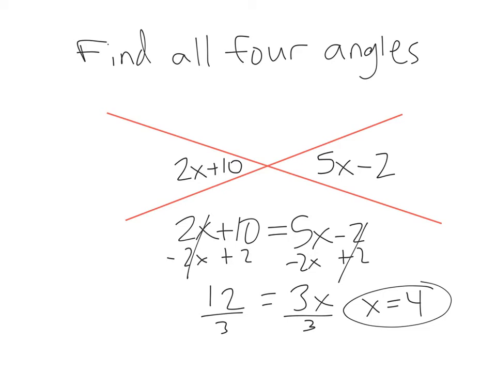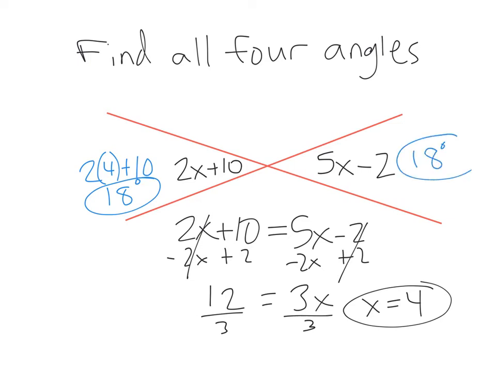Is that my final answer? Heck no. I got to plug it back in. If I plug 4 in for x, let's do that over here: 2 times (4) plus 10. I like to put my numbers in parentheses when I'm substituting back in. So 2 times 4 is 8, plus 10 is 18 degrees. If that's 18 degrees, the other one across from it should be as well. And if I do a quick mental check, it is indeed 18 degrees. 5 times 4 is 20, minus 2 is 18.